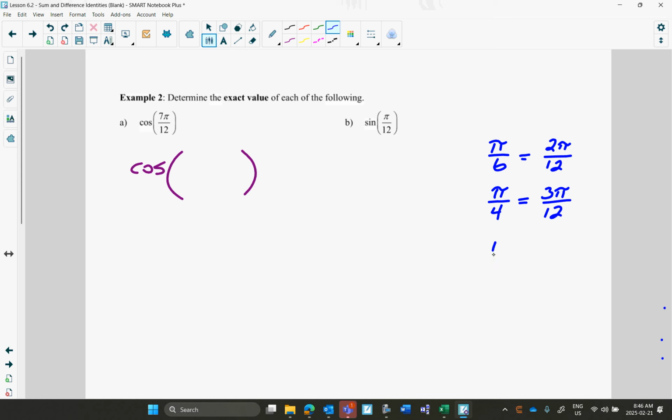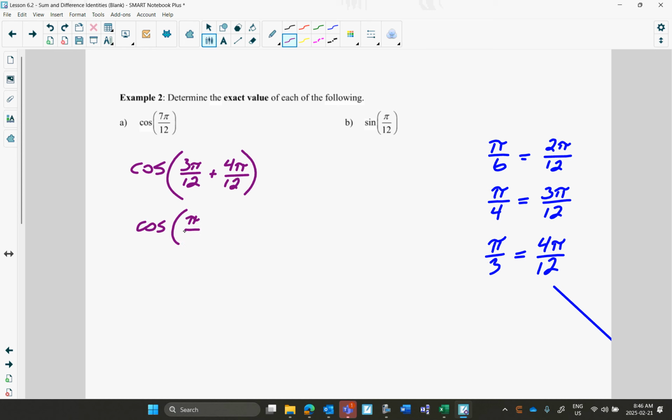So I need to go to another familiar one. Well, pi over 3. Can you see any of these two that you could add to get 7 pi over 12? Yeah, these two. So this splits up into 3 pi over 12 plus 4 pi over 12, which is the same as the cos of pi over 4 plus pi over 3. So I've split the angle up into two angles added together that I am familiar with.